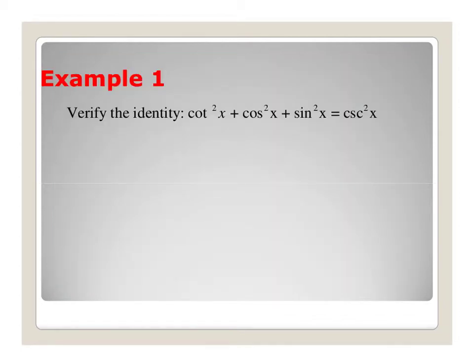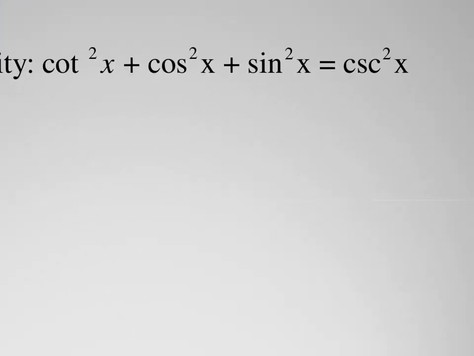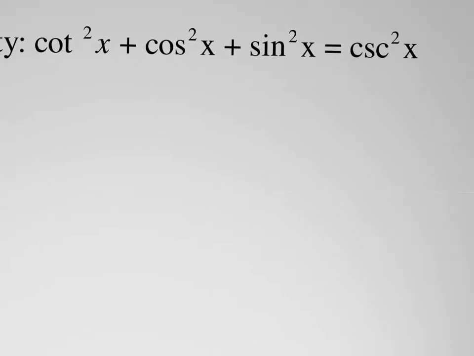We want to verify the identity cotangent squared x plus cosine squared x plus sine squared x is equal to cosecant squared x. Okay, so like I just mentioned a moment ago, we want to start on the left because that's the more complicated side. And what we're trying to do is provide a proof that this is in fact equal to cosecant squared x. Well, right off the bat, I noticed that I have a Pythagorean identity right here. So I'm going to rewrite this as cotangent squared x plus 1. Do I have any other trig identities? Yes, this is equal to cosecant squared x.